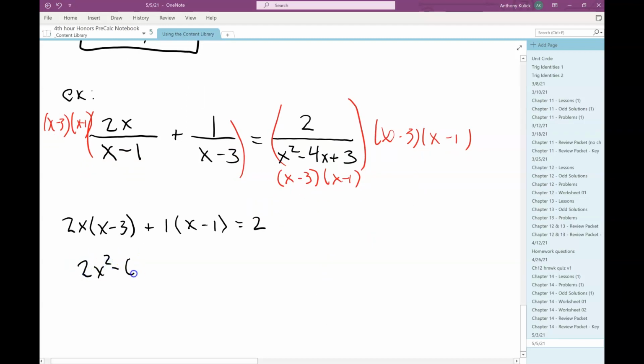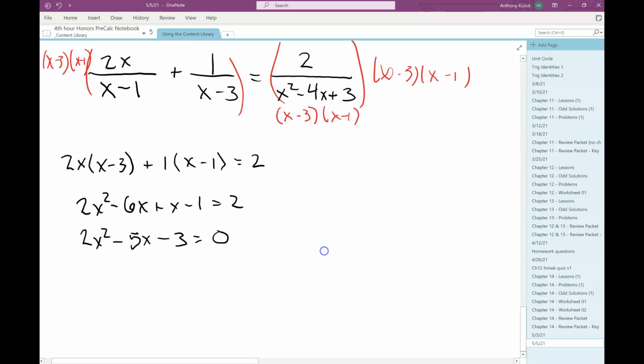So 2x squared minus 6x plus x minus 1 is equal to 2. And then we combine like terms and move everything onto one side. So that's 2x squared minus 5x minus 3 equal to 0. And then again, we got something that's quadratic. We can try to factor this, which in this case we'd have to do the long kind of factoring because the leading coefficient isn't 1. Or we can use the quadratic formula.